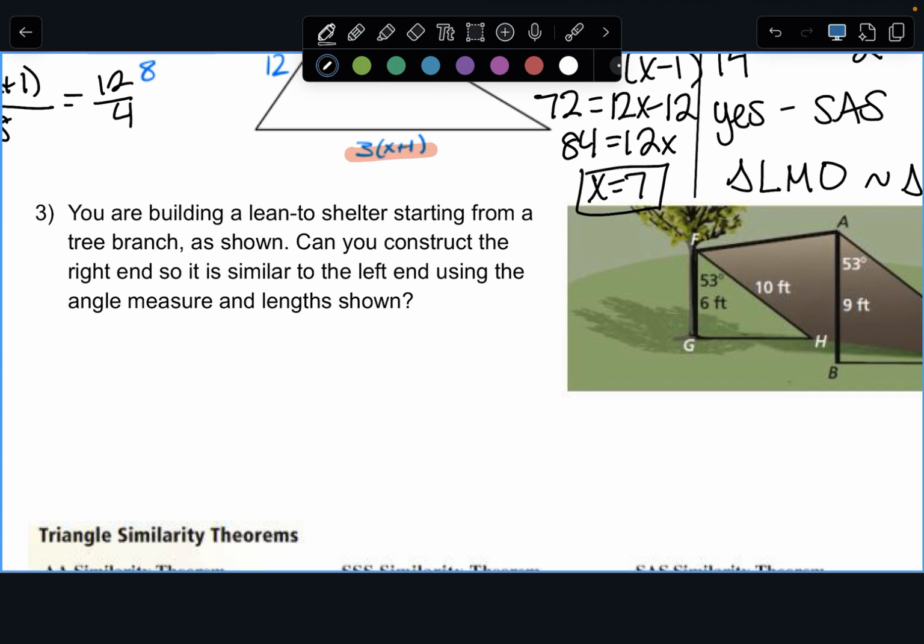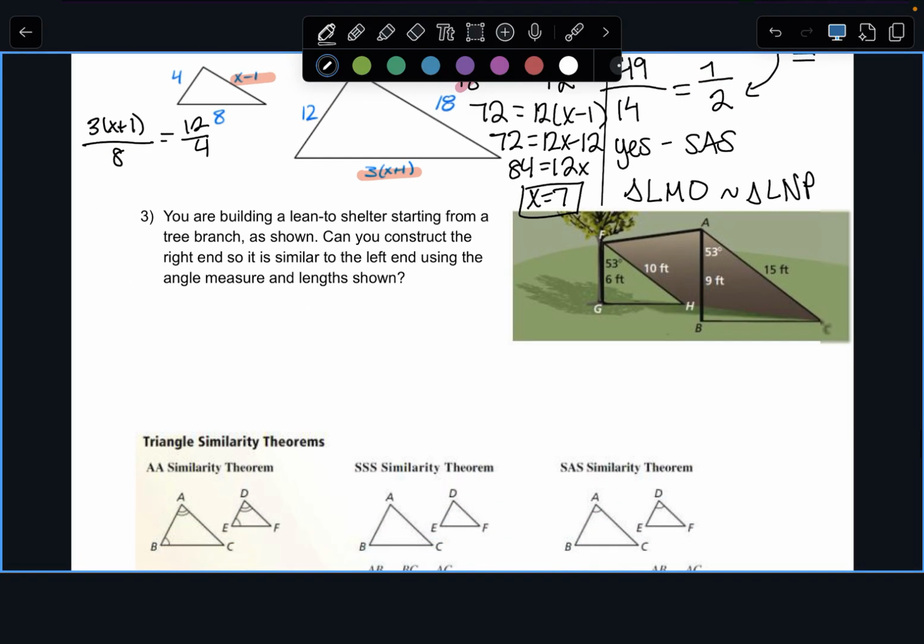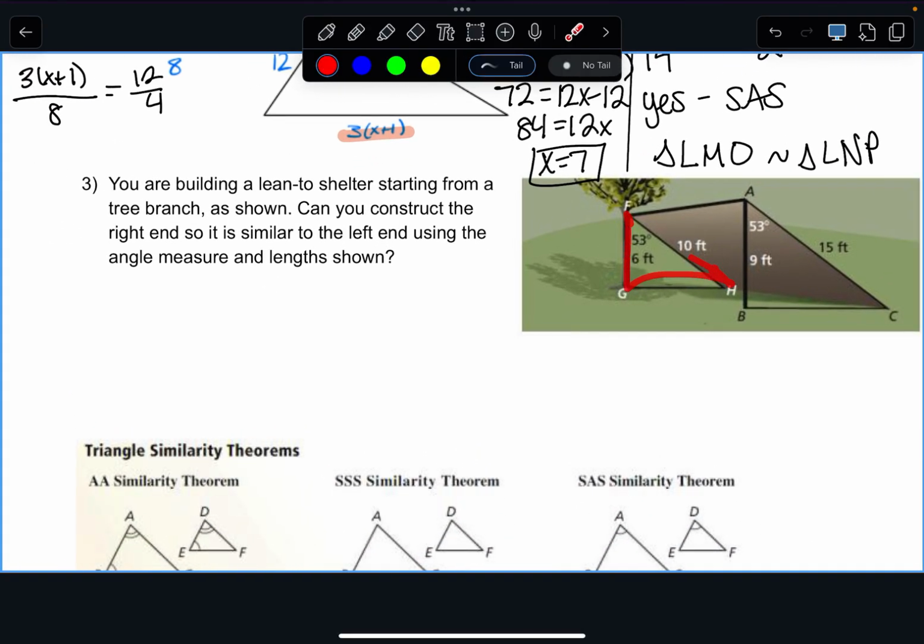It says you are building a shelter starting from the tree branch. Here's the tree branch. Can you construct the right end, meaning this side, so that it is similar to the left end using the angle measures and lengths shown? It's worded weirdly, but all the question is asking is, are these two triangles similar? That's our job. I see, hopefully, a side angle side situation. Do we all kind of see that? I have two sides and the angle in between. It's like a tent. I don't know. Half a tent.